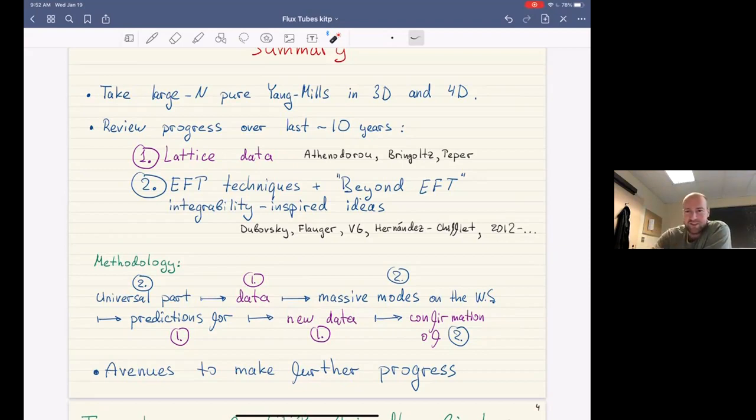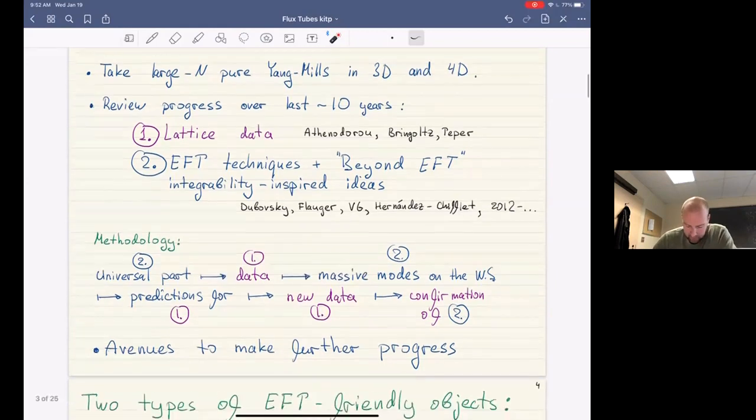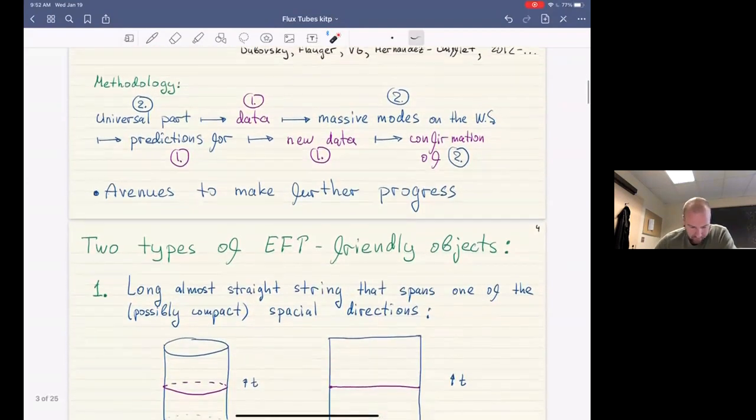So this is almost like the ideal way physics should work, with the exception that we're not doing a real experiment, but for us, lattice data is an experiment so far, of course. And then in the second part of the talk, I will explain some avenues to make further progress. And one of these is, of course, to eventually apply to real data, but that hasn't been done yet.